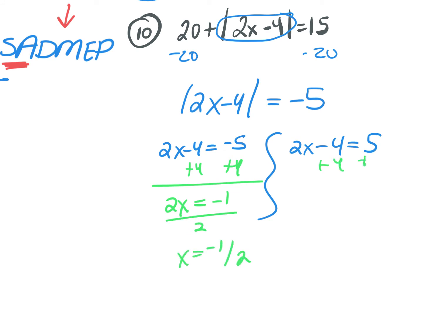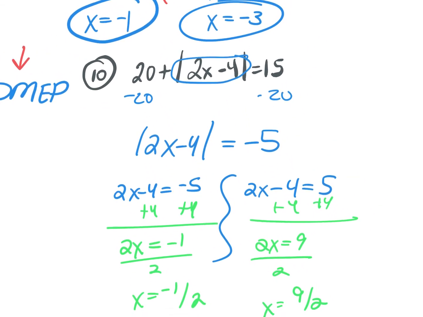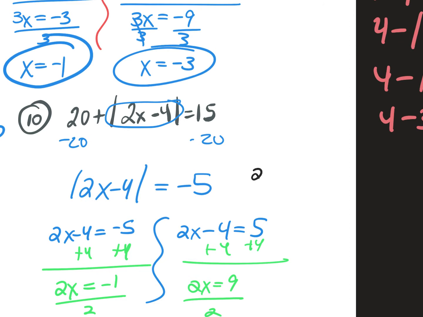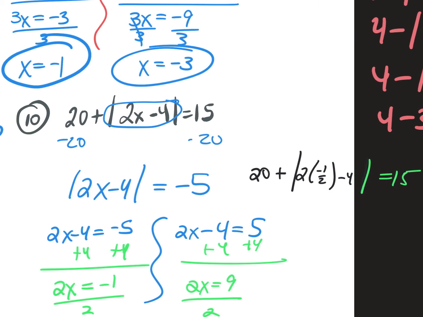Over here, we're going to add 4 to both sides. 2x equals 9. Divide both sides by 2, and you get x equals 9 over 2. Right? Okay, so if I go up here to check this, and this is why checking is important, I have 20 plus the absolute value of 2 times negative 1/2 minus 4 equals 15, right? Okay, well, let's simplify from the inside out.